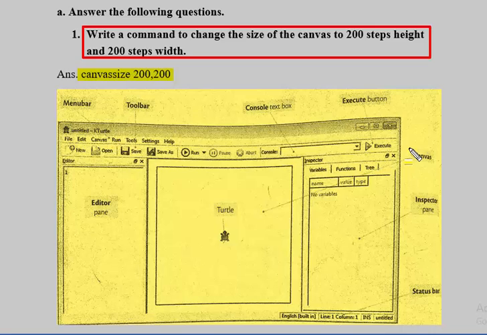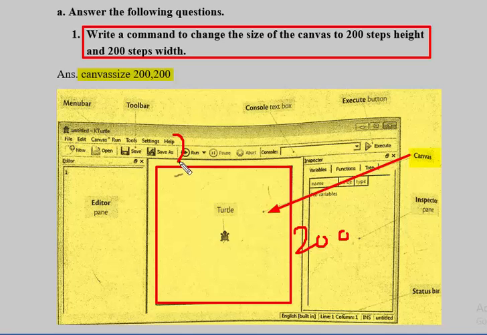In the picture, you can see the canvas. This is canvas. And we have to increase the size of the canvas. Height should be increased by 200 steps. And width also 200. So we'll write the command canvas size 200 200. Then the size of the canvas will increase. Okay.